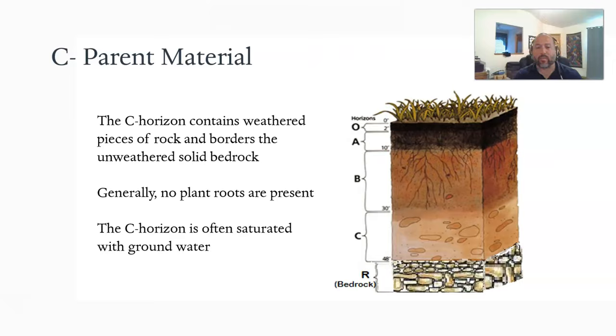What's interesting about that is we usually don't get plant roots going that deep, but that's now where our groundwater storage usually will happen. The C horizon is often the one that's going to be saturated with groundwater if you have an underground aquifer below you. That's where it's going to form.